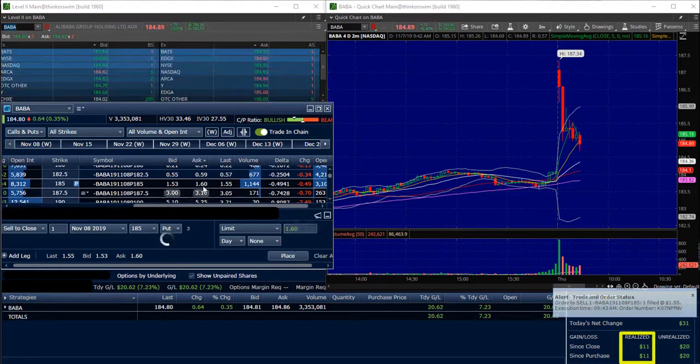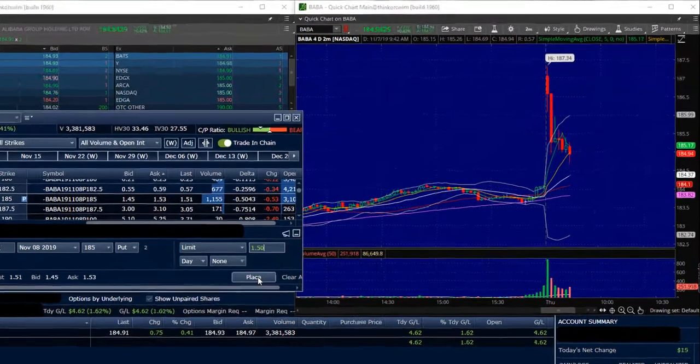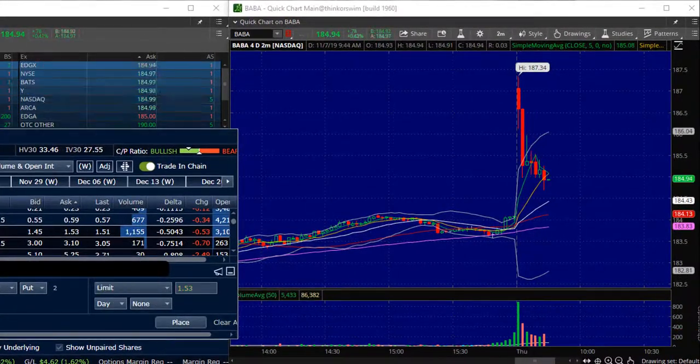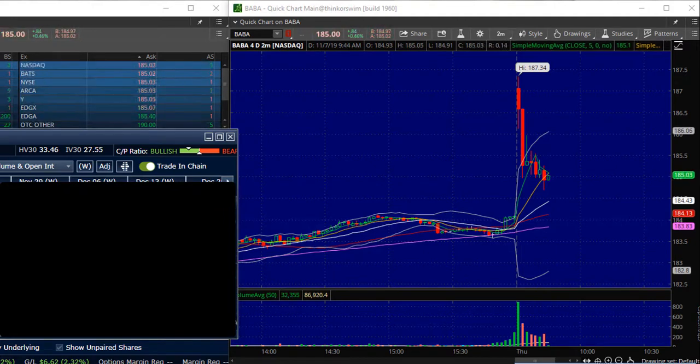I sold one contract here for an $11 profit. So at this point, I'm holding the 2 remaining contracts, looking to see if we can get a little bit more movement to the downside.